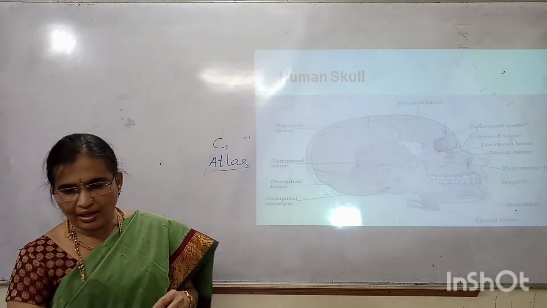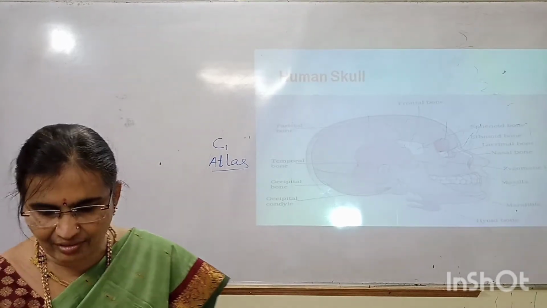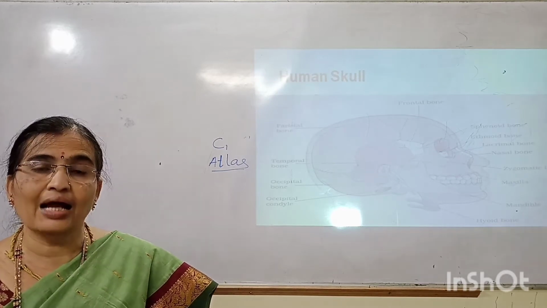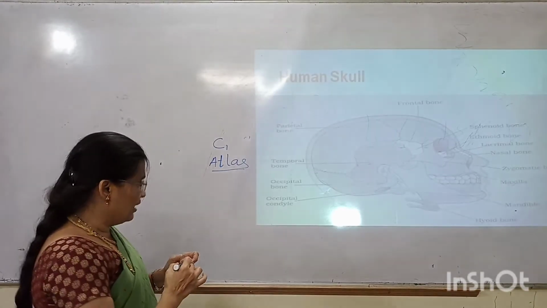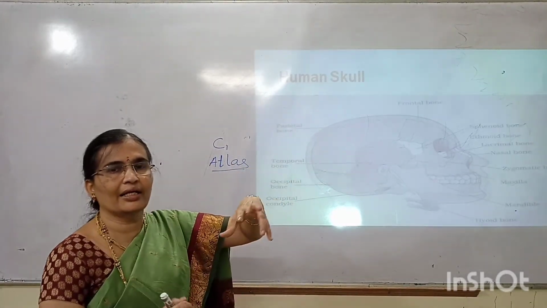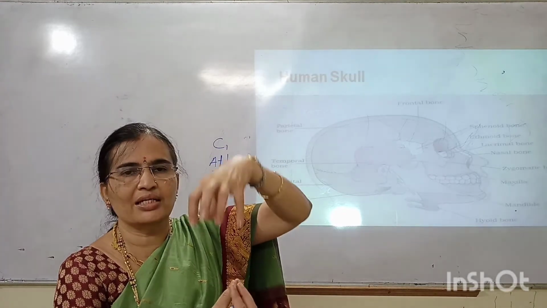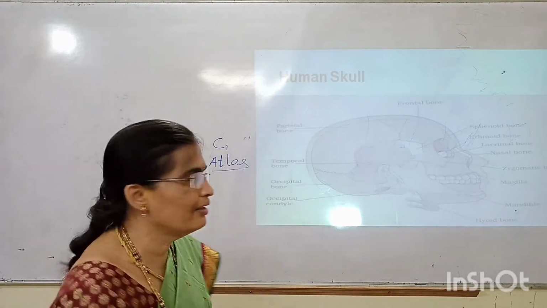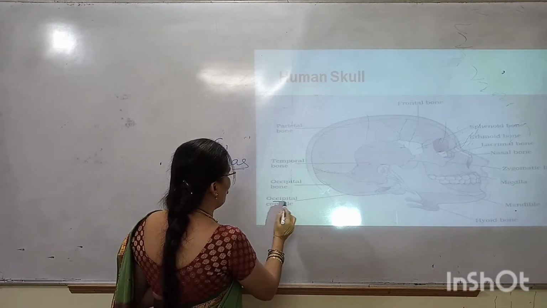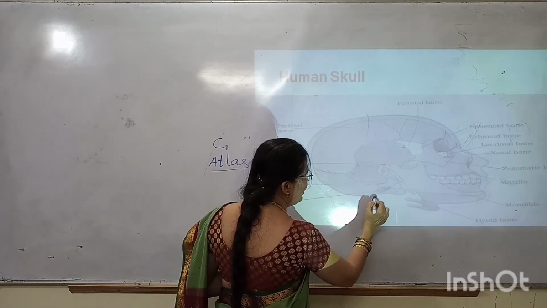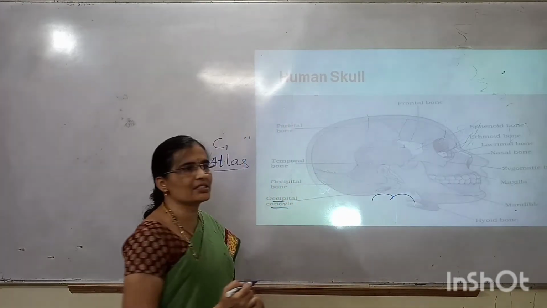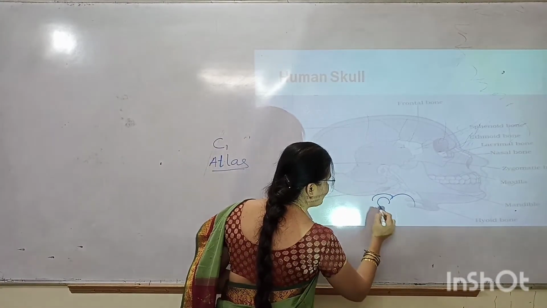First vertebra or C1, cervical vertebra, is called the atlas. And this atlas is articulated with the skull, or the skull is articulating with the atlas. And here in human beings, this occipital condyle you can see. So here it is bicondylic. The human skull is bicondylic.